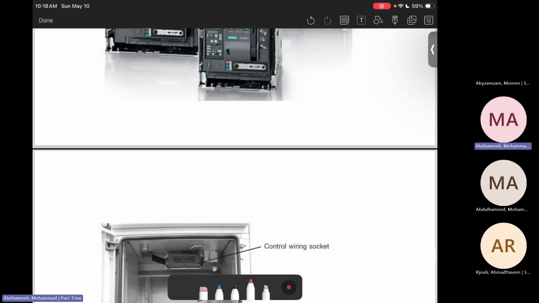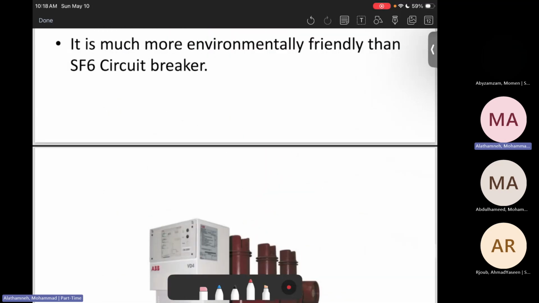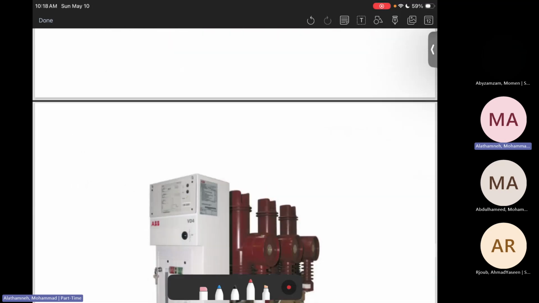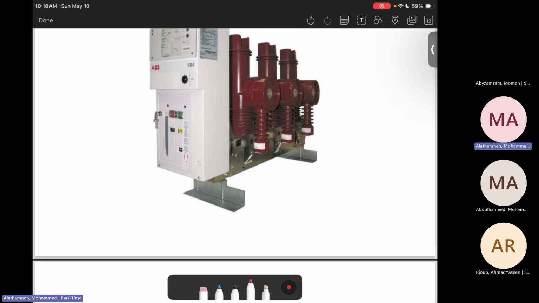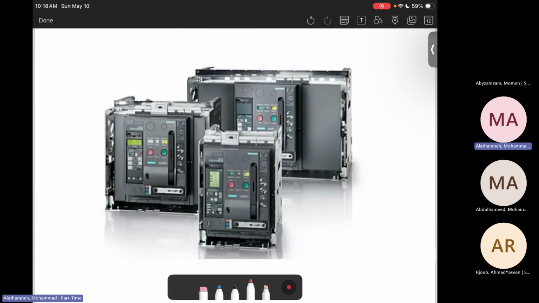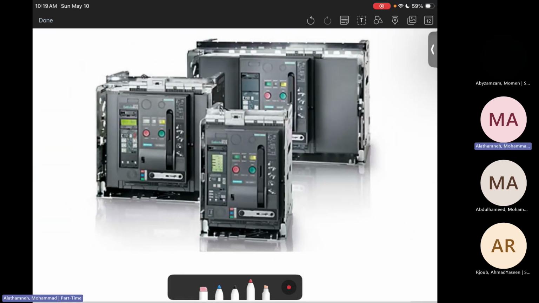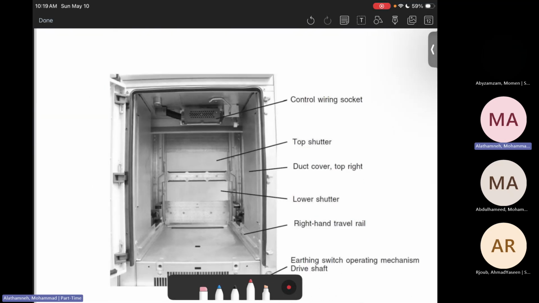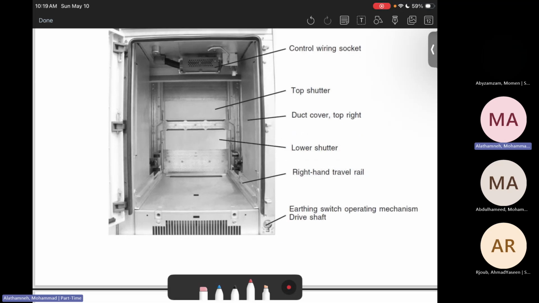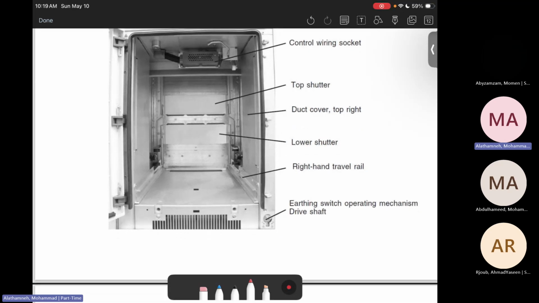Okay, those are examples of the SF6. You can see the vacuum circuit breaker as we see here. This is how it looks. This is the control, or the overall relay or the switchgear regarding that circuit breaker. This is how we can see it. Then this is the overall room.